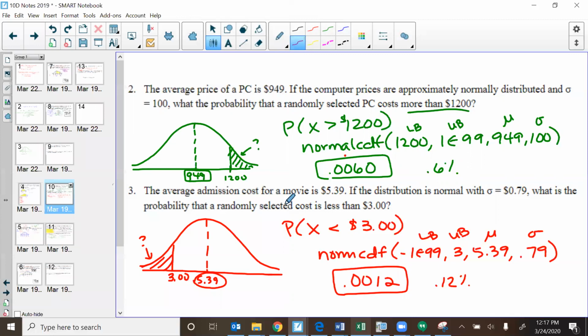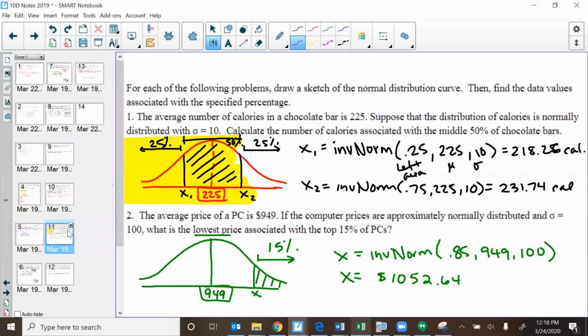And then to look at the next one, the average admission cost, so that's your mean, is $5.39. Normal distribution, 79 cents. And then what is the probability that it costs less than $3? So that's to the left of $3. So we go negative 1 times 10 to the 99th, or negative 1 with a bunch of zeros. And then upper bound is 3, 5.39, and 0.79. It's about 0.12%.